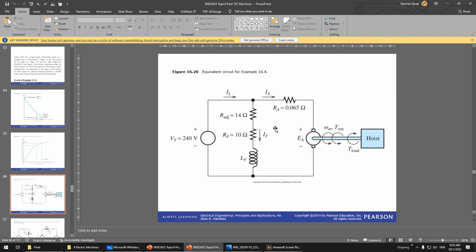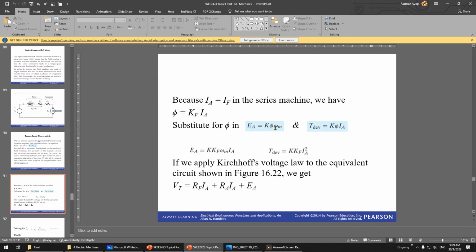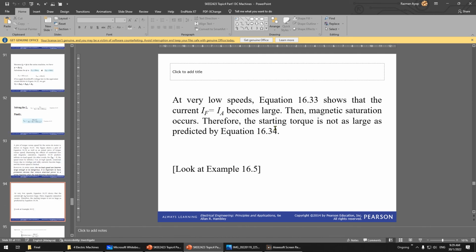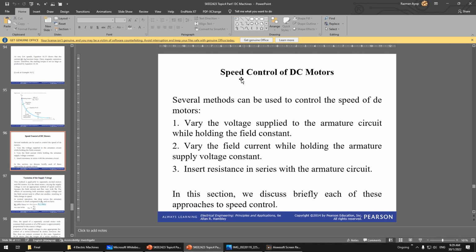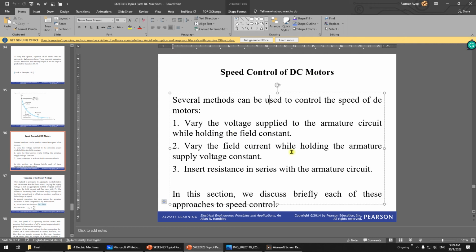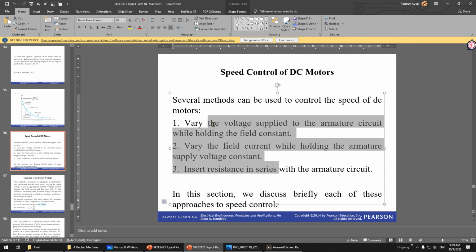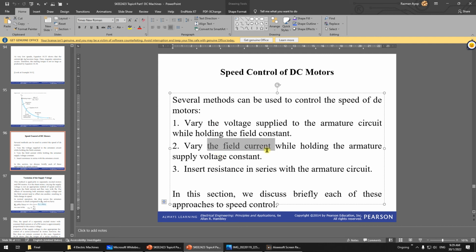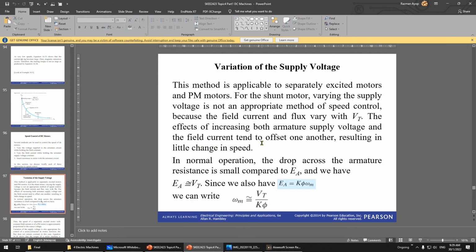And then another thing you need to focus on is the torque speed control. You have three types, right? Insert resistor, vary field, vary voltage supply. So you need to know each of these.